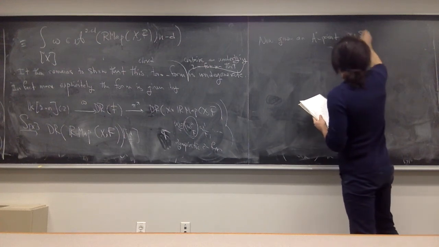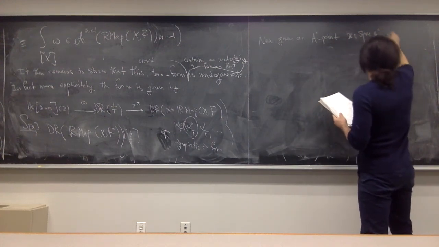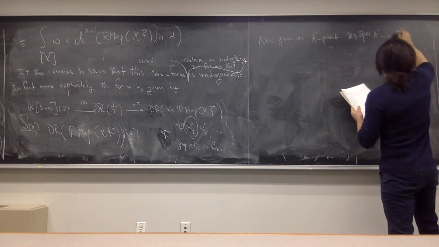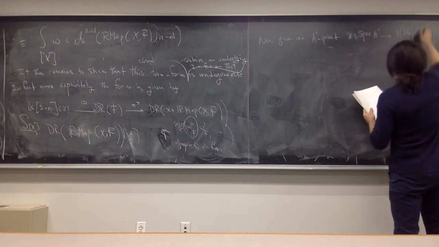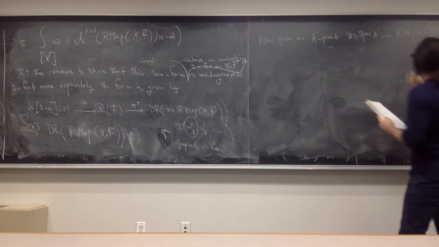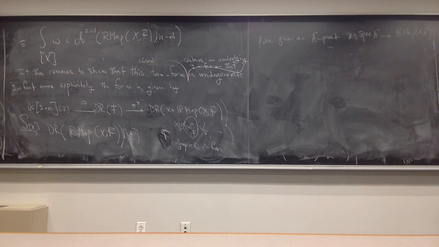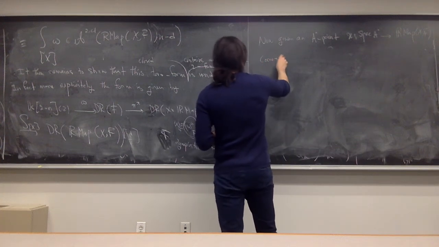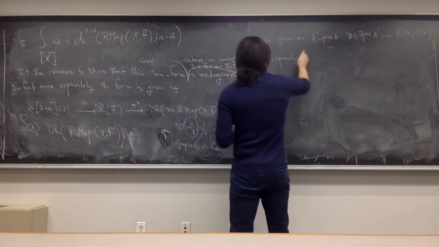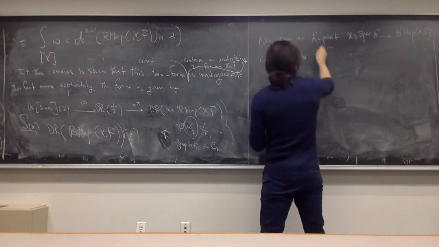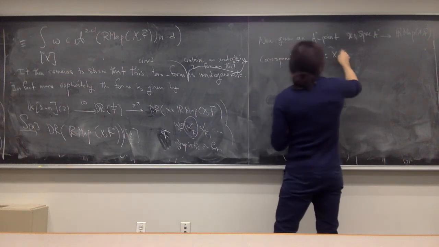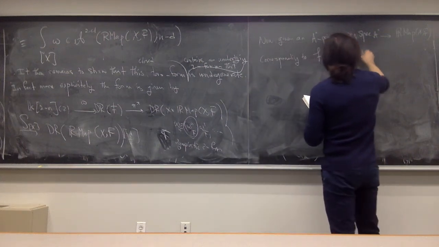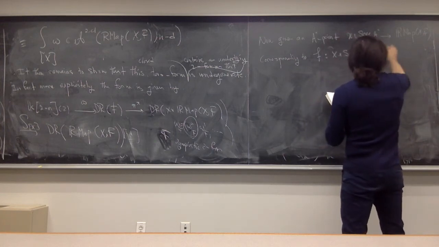So x from spec of A dot to the mapping space, map X F. So this is an A dot point, parameterized by this algebra, an A dot point inside the mapping space corresponding to f from X times spec of A dot to F.